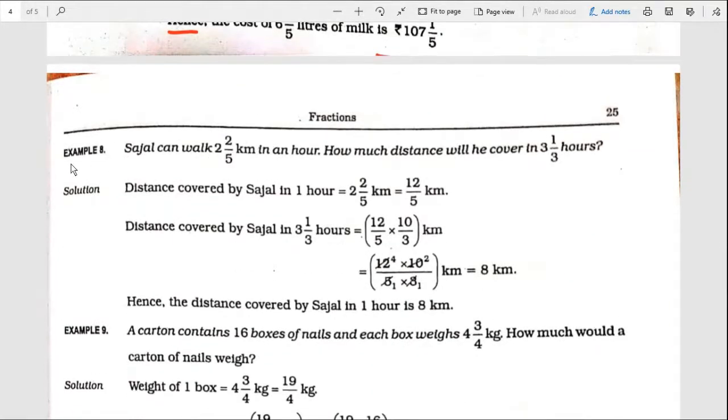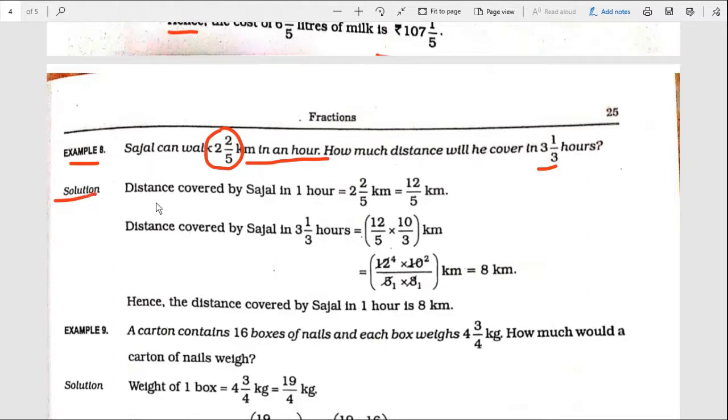Example number 8. Sajal can walk 2 whole 2 by 5 kilometer in an hour. How much distance will he cover in 3 whole 1 by 3 hours? In an hour the covered distance is given, and when you multiply it by 3 whole 1 by 3, you will get the answer.